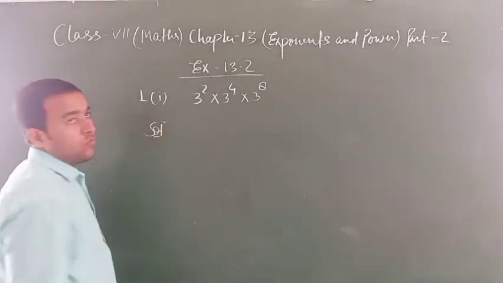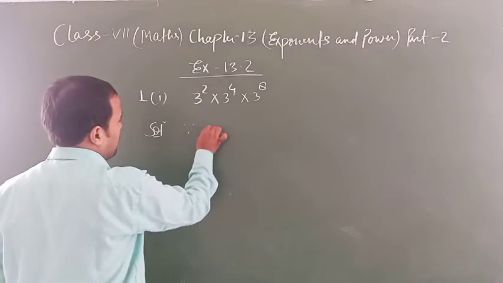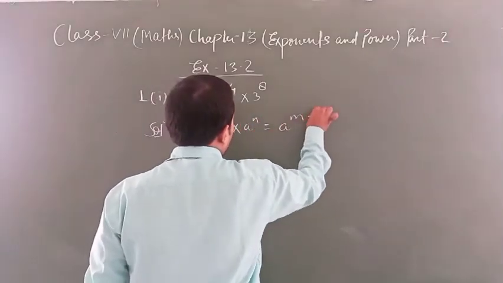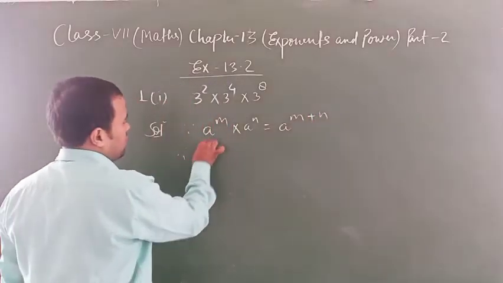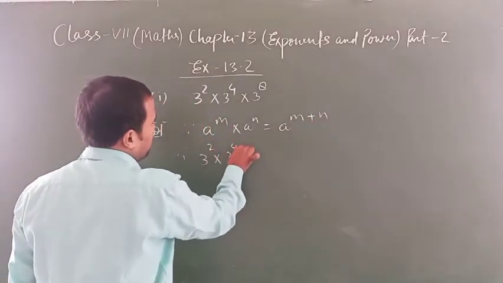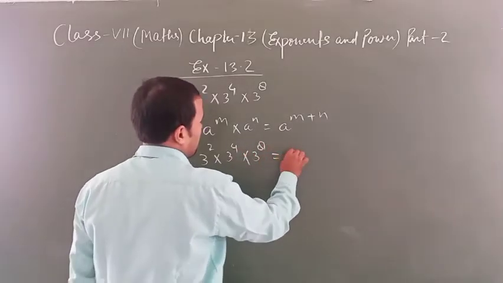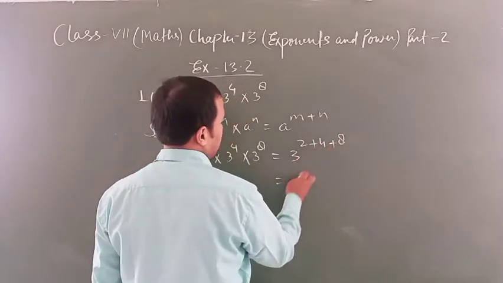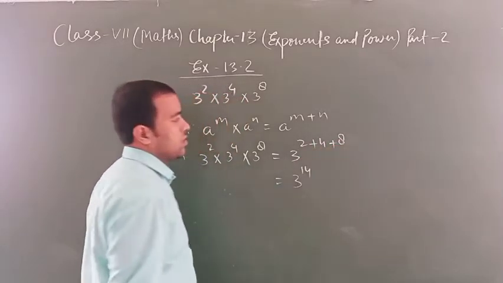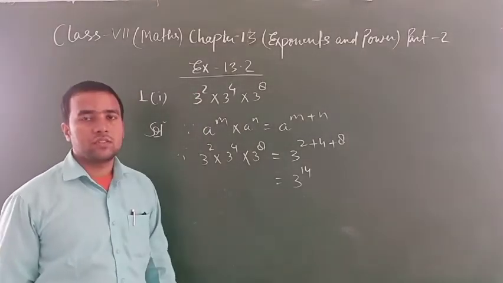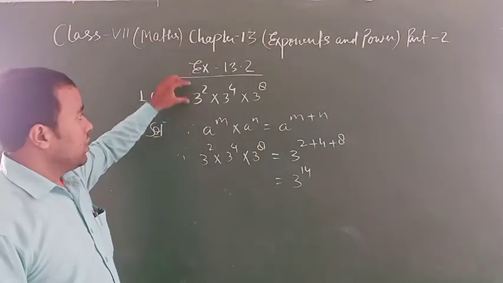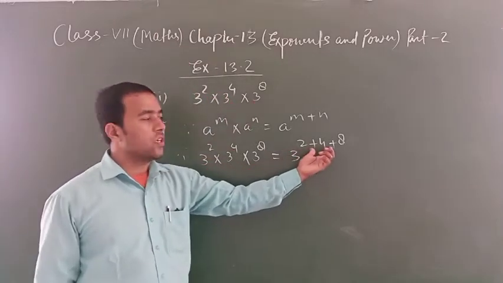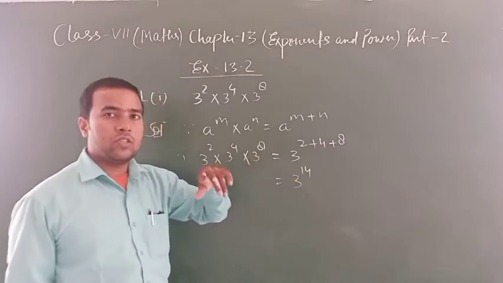Solution. We know the formula a power m into a power n equals a power m plus n. Therefore, 3 power 2 into 3 power 4 into 3 power 8 equals 3 power 2 plus 4 plus 8, which is 14. So 3 power 14 is the answer. The base is equal, so the exponents we can add.